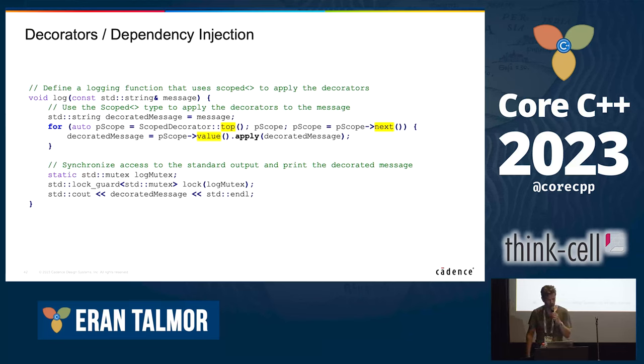Okay, so here we have a logging function. It's really simple, but it's going to be used by two threads. It gets a text message, and then it wants to decorate it. So basically, it goes in the direction of the stack from top to bottom, looking for decorators along the stack, and then applying each and every decoration to the original message. Now, because these are thread specific, you don't need to worry about thread safety. So it's going to decorate them correctly. And the only locking or synchronization here is in the printing itself.